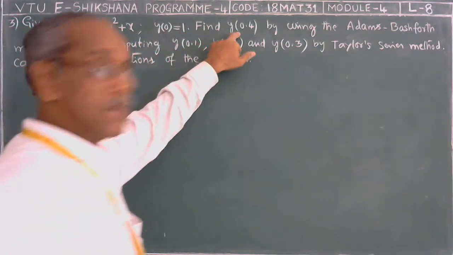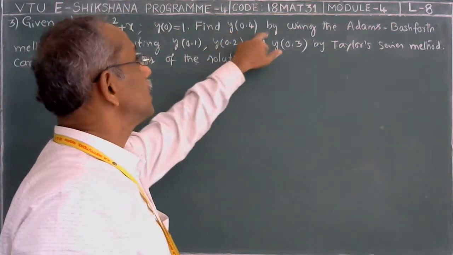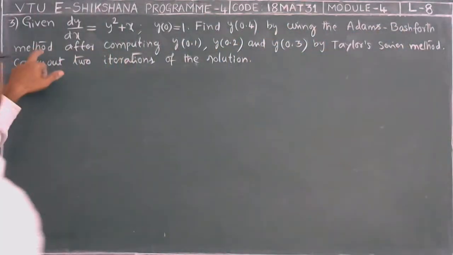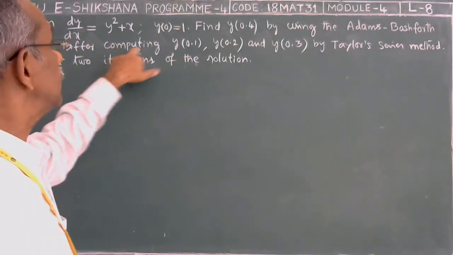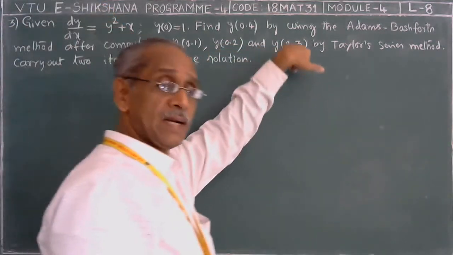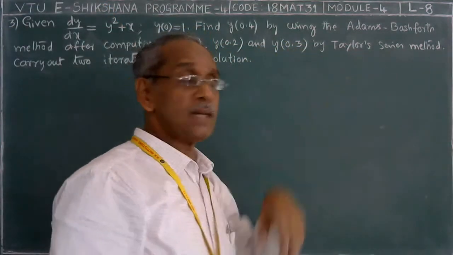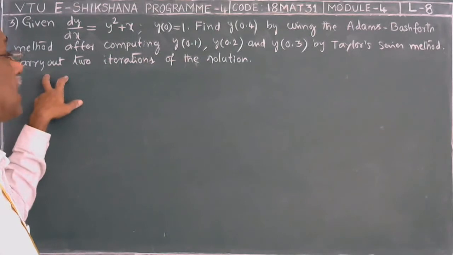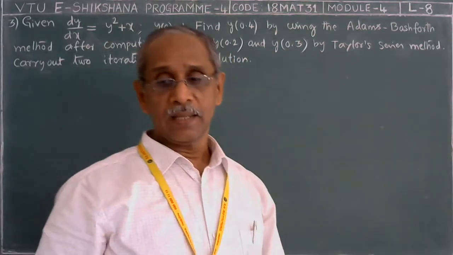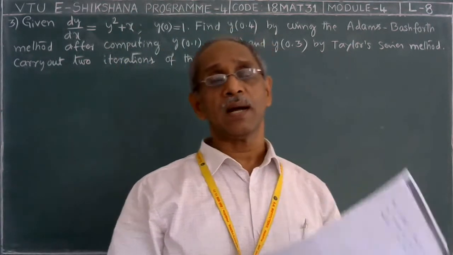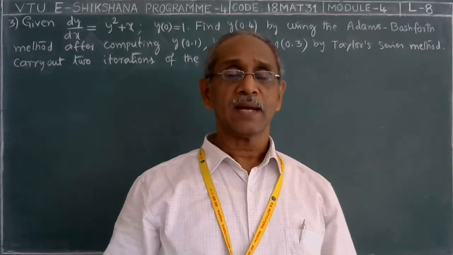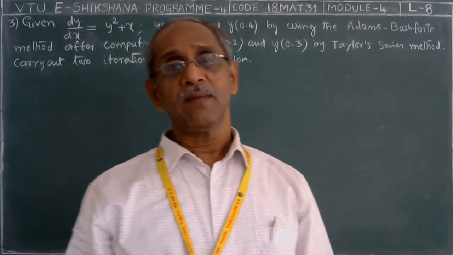Find y at x is equal to 0.4 by assuming the Adam Bashforth method after computing y at x is equal to 0.1, y at x is equal to 0.2, and y at x is equal to 0.3 by Taylor series method, and carry out two iterations of the solution. So we need not compare the iterations whether they are equal or not. After the second iteration we can conclude the value of y.